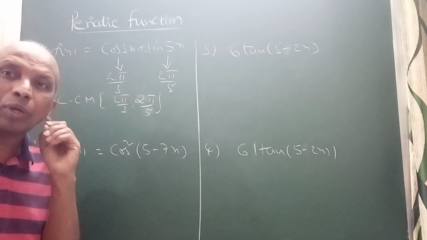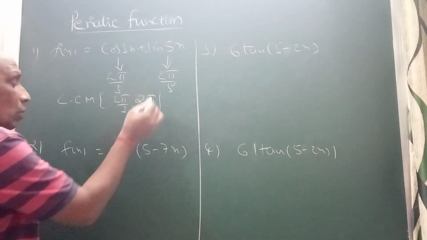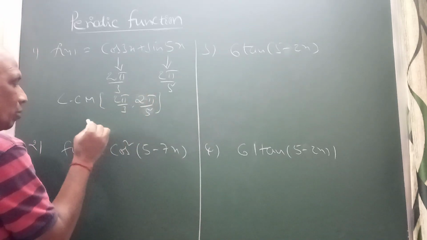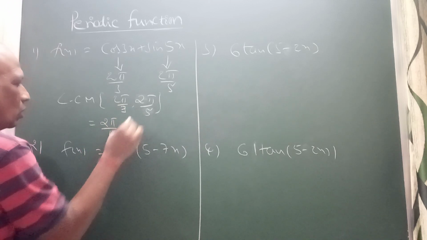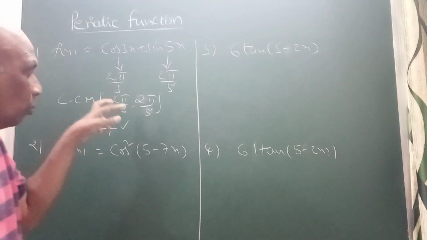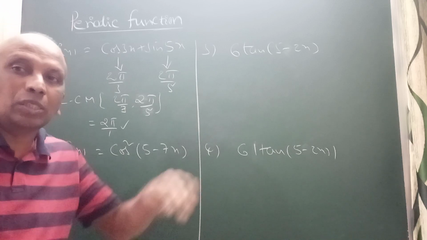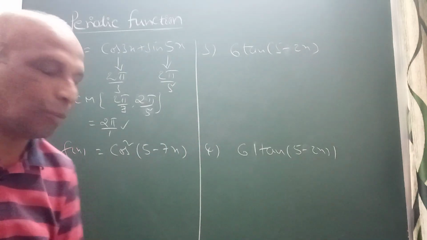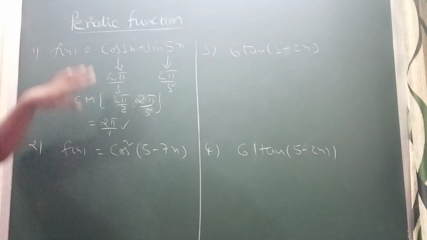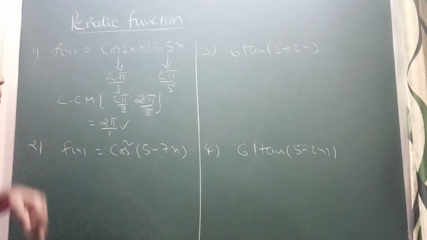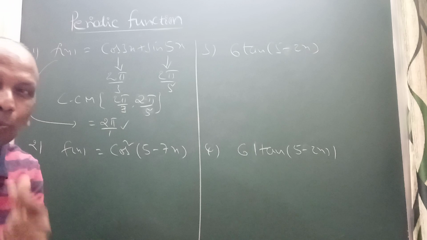One way is to convert into degrees and find the LCM. Otherwise, how do we find the LCM of fractions? It is the LCM of the numerators divided by the HCF of the denominators. The LCM of numerators is 2 pi, the HCF of denominators is 1, so the answer is 2 pi by 1, which is 2 pi. So the period of f of x is 2 pi, right?